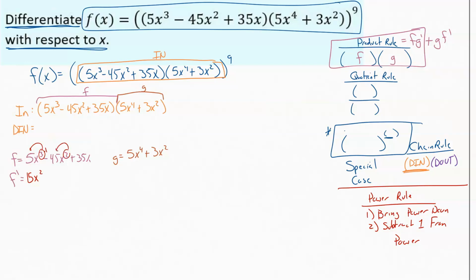We bring our 2 down. 2 times negative 45 gets us negative 90x, and subtracting 1 from the power would get us x to the first. Here we have 35x, and there's an unwritten 1 on that x, so we bring that 1 down. 1 times 35 is 35, and then we end up with that x to the 0, and like we've talked about before, anything to the 0 power is just 1, even x, so that just gives us 35 times 1.